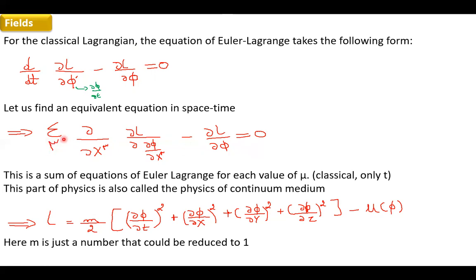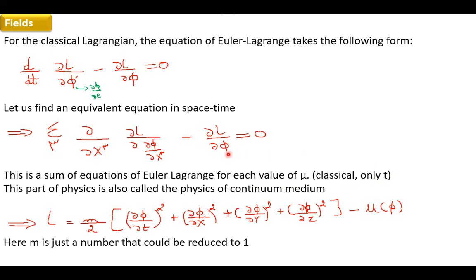So if you have 0 here, you begin by t, which is mu equals 0, t here and t here. Then you go to x here and x here. Then you go to y here and y here. Then you go to z here and z here, etc. There's a sum of 4 equations. So it's not only one Euler Lagrange equation, it's a sum of Euler Lagrange equations. Here in this case, we have 4 equations. So it's an equation for each value of mu, while the classical equation is only one equation, for one value of t, or for one dimension that is t.